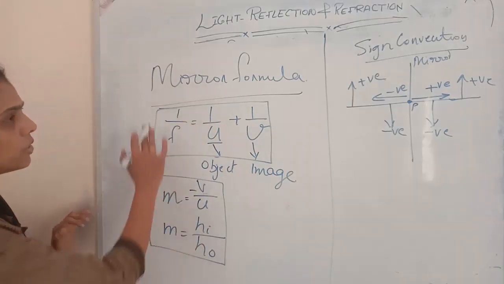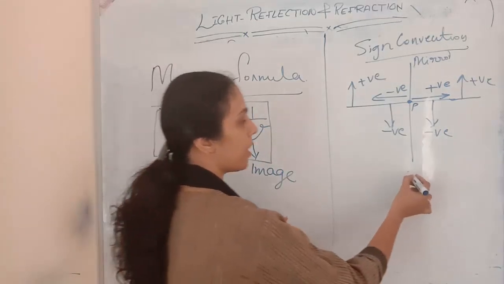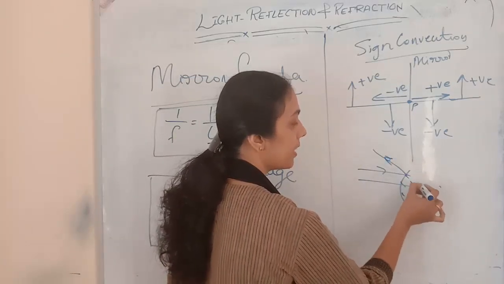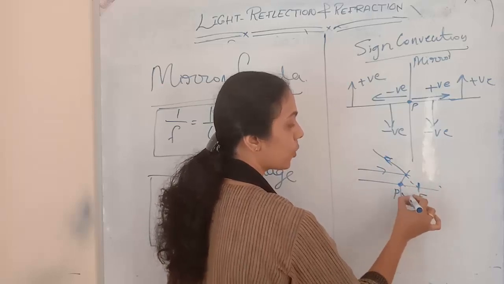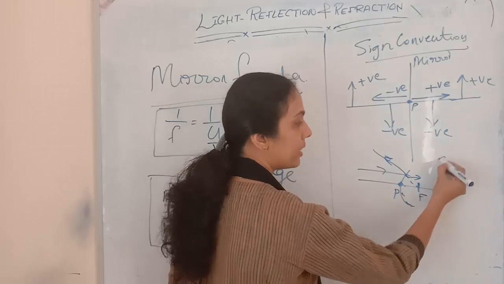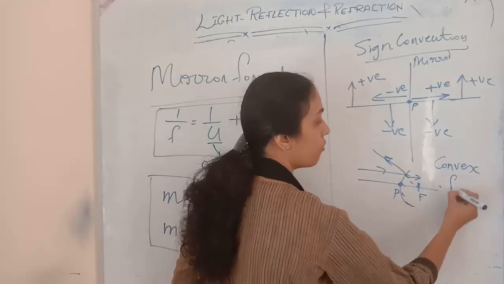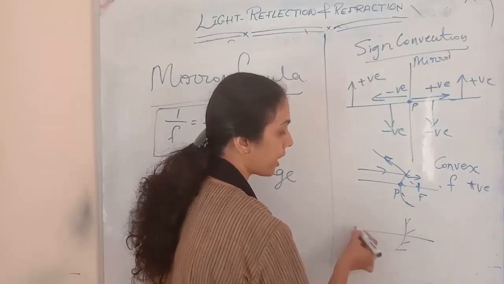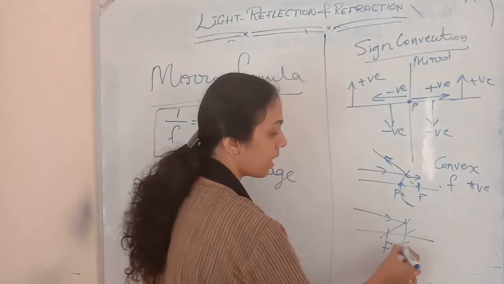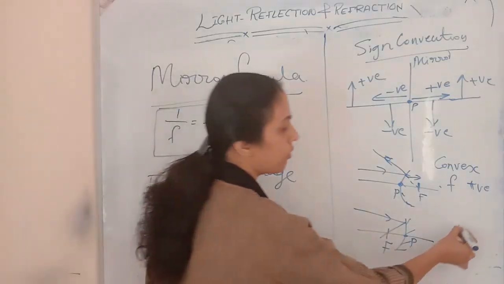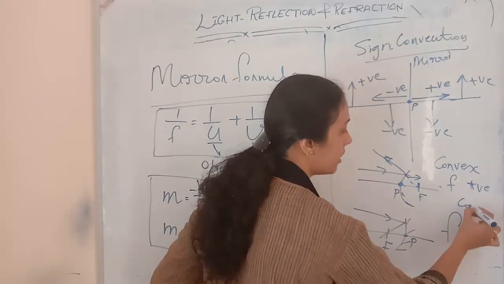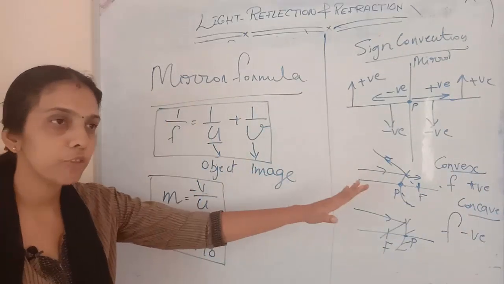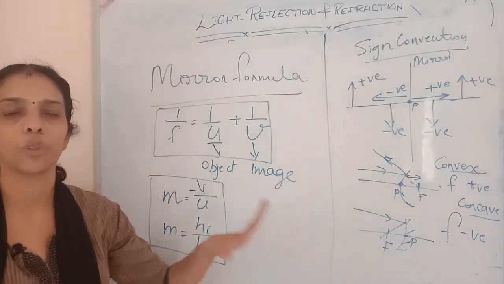Clear? Now, in the case of a convex mirror, where will be the position of the focus? The focus is on this side, right? This is the pole, so the focus is towards the right side. So in the case of a convex mirror, the focal length will always be positive. In the case of a concave mirror, we know the focus is on the left side, so the focal length will be negative. Focal length is positive for a convex mirror, and negative for a concave mirror.